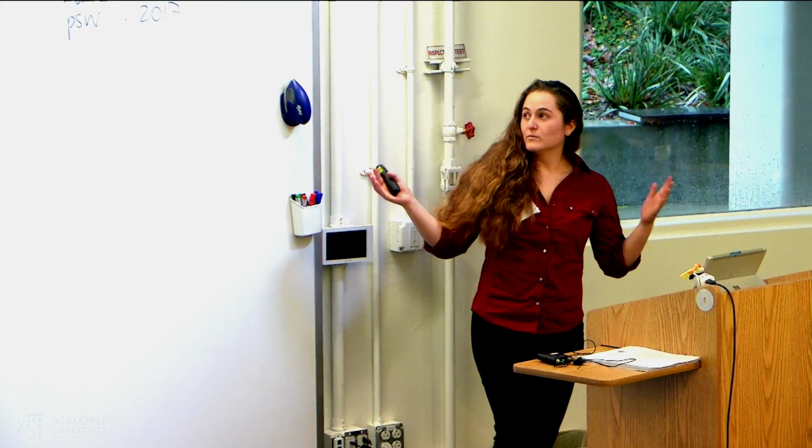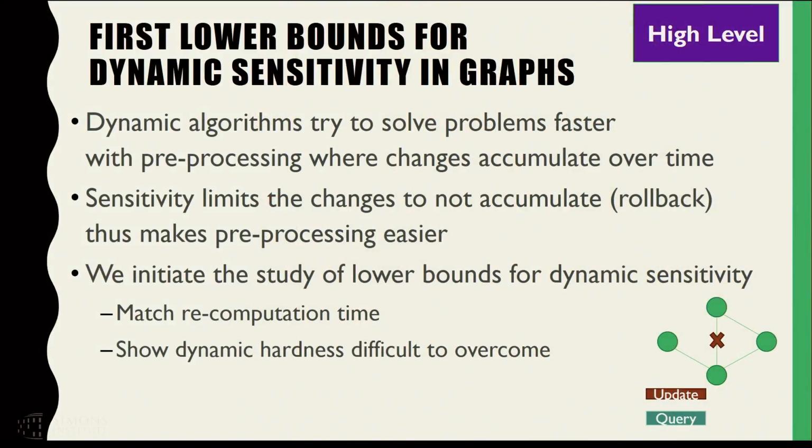So, at a high level, we're going to be trying to get lower bounds for dynamic sensitivity in graphs. Dynamic algorithms on graphs try to solve problems faster with preprocessing. We're making small changes over time, and they accumulate, and our graph changes. Sensitivity is going to limit what we're allowed to do in terms of these changes. Specifically, every time we make some small change, we're going to be forced to roll that back before we're allowed to make a new change. So we're going to stay in a graph that looks very similar to our original graph. And this is going to make the preprocessing more powerful and hopefully make algorithms faster.